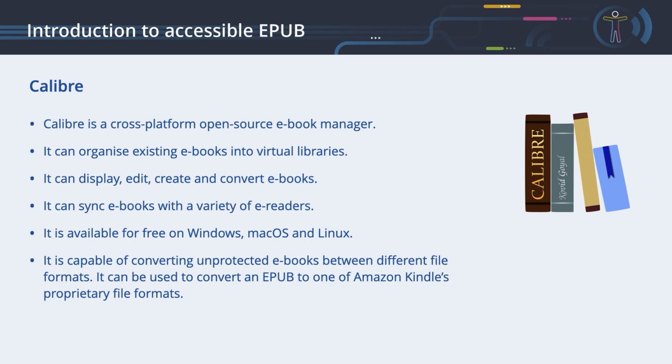Calibre. As a special tool, Calibre deserves to be mentioned. Calibre is a cross-platform open-source ebook manager. It can organize existing ebooks into virtual libraries and display, edit, create, and convert ebooks, as well as sync ebooks with a variety of e-readers. It is available for free on Windows, macOS, and Linux. Calibre is capable of converting unprotected ebooks between different file formats. It can be used to convert an EPUB to one of Amazon Kindle's proprietary file formats.